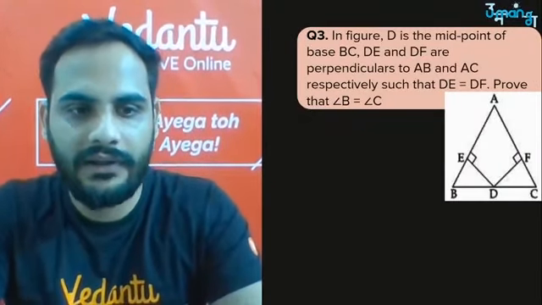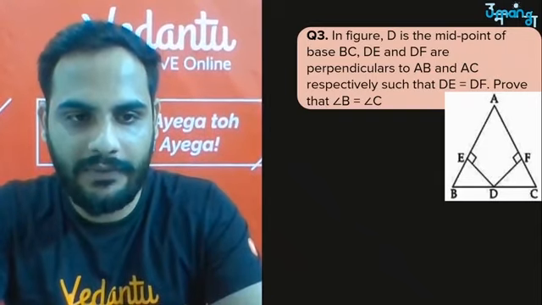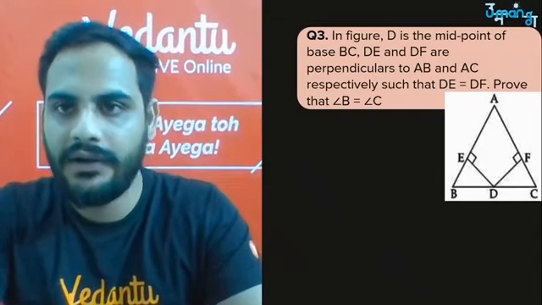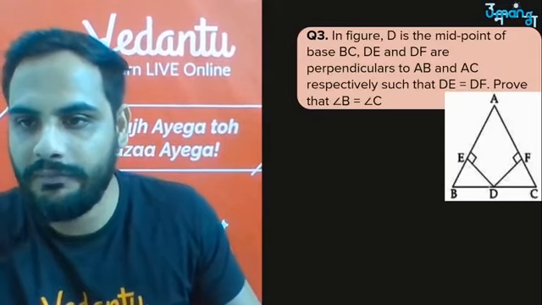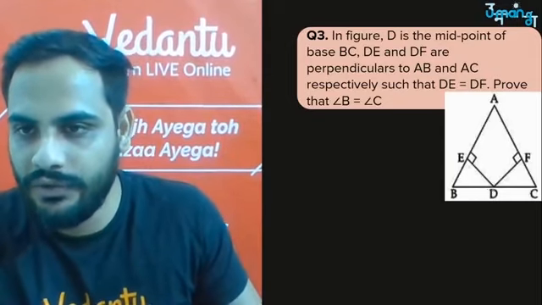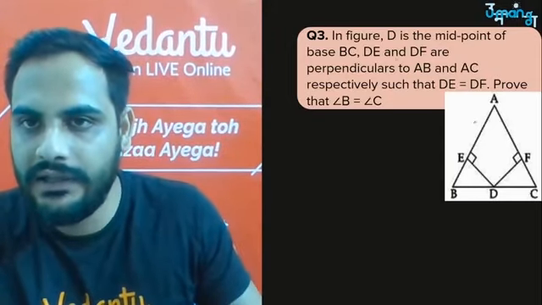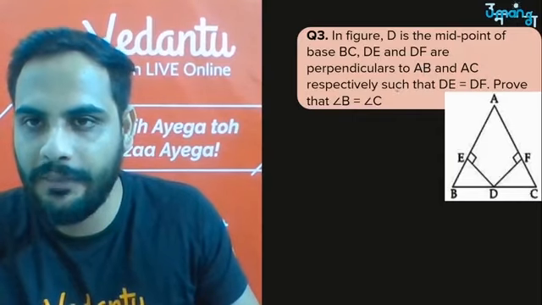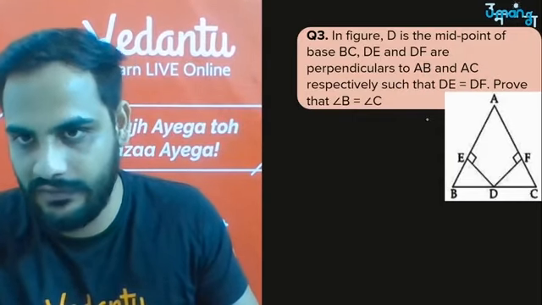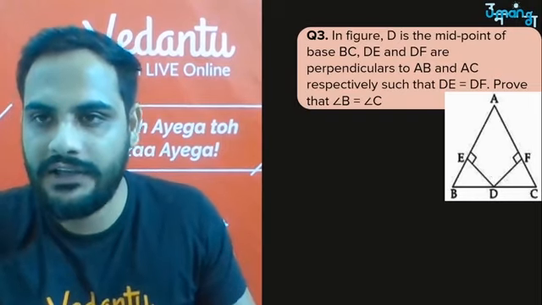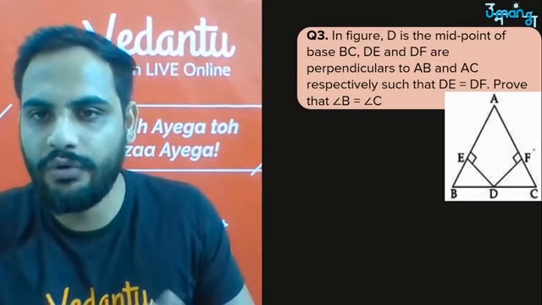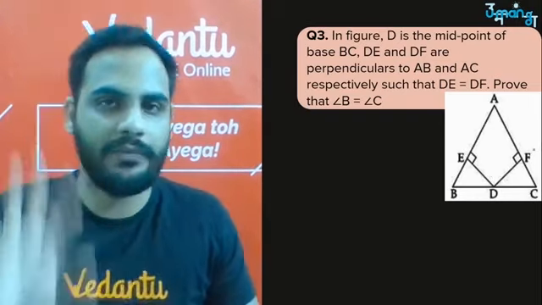Next question. In the figure, D is the midpoint of base BC. So D is the midpoint. DE and DF are perpendiculars to AB and AC respectively, such that DE is equal to DF. Prove that angle B and angle C are equal. Okay, this is your question.